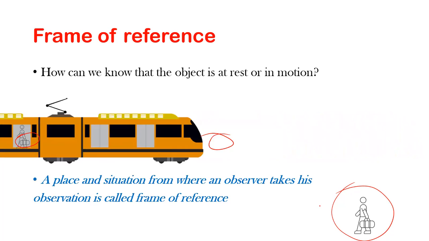So in short, the place and situation from where an observer takes his observation is called the frame of reference, right? So frame of reference is very, very important. We'll learn about the inertial reference frame and all in our coming sections also.